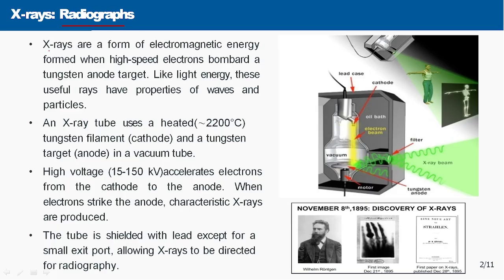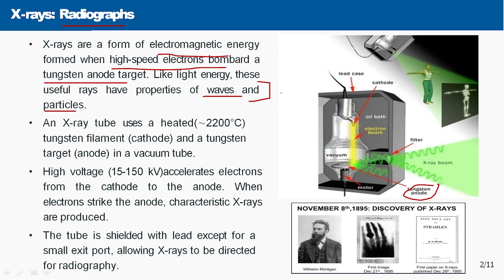In this case, X-rays are a form of electromagnetic energy. They are formed when high speed electrons bombard a tungsten anode target, which is placed here. This is your tungsten anode. And like light energy, these useful rays have properties of waves as well as particles. They are dual in nature, having both particle and wave nature.